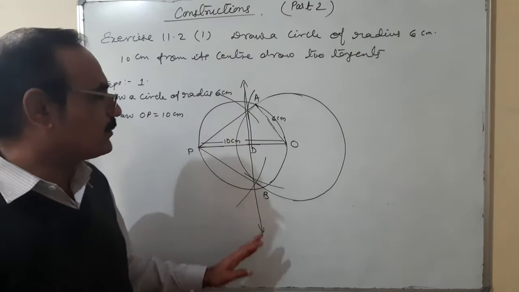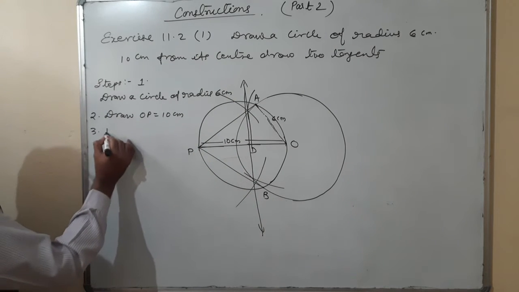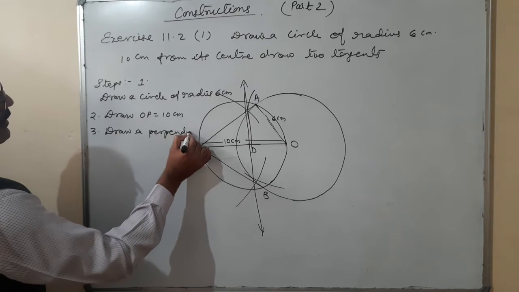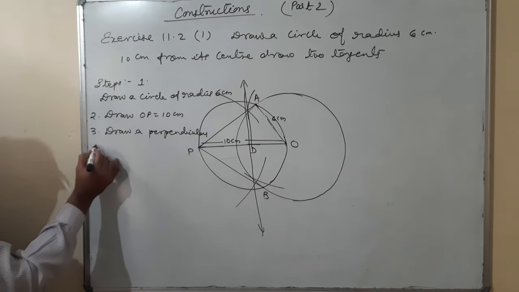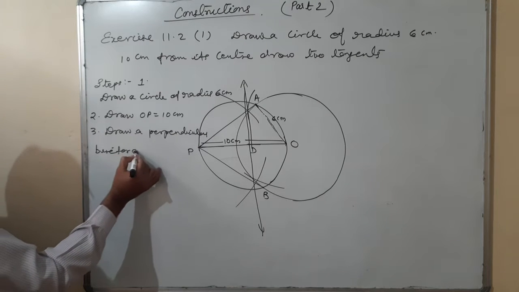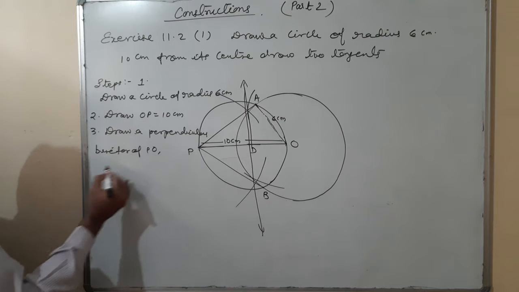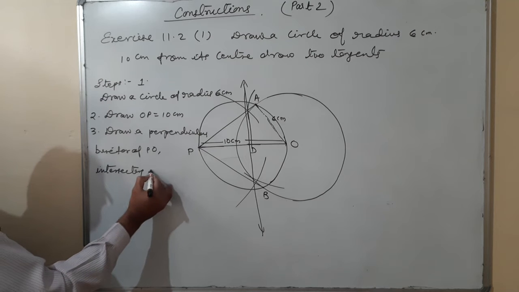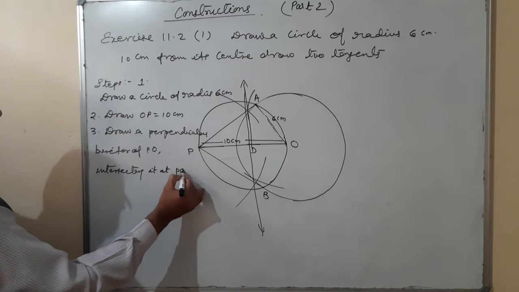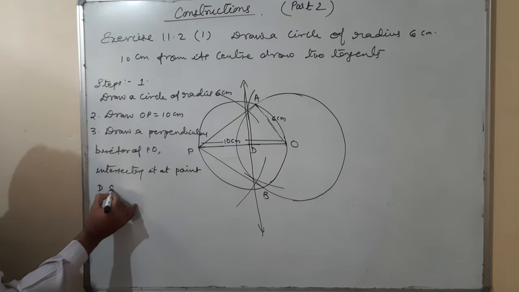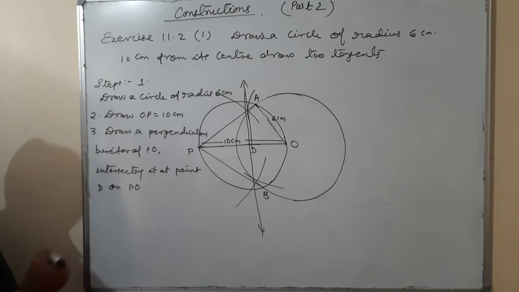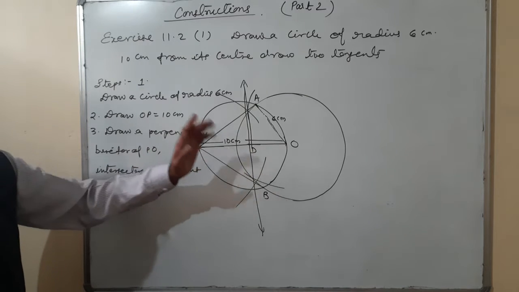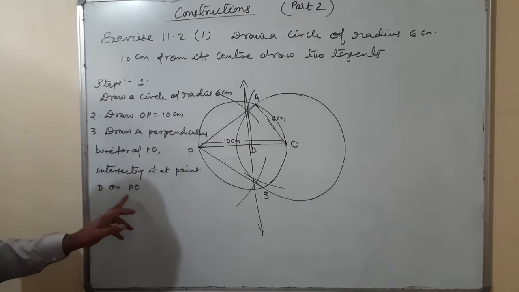Okay. Number three, what we have done? We have drawn a perpendicular bisector of PO. So, draw a perpendicular bisector of PO, intersecting it at point D on PO. Okay. Draw a perpendicular bisector of PO intersecting it at point D on PO.